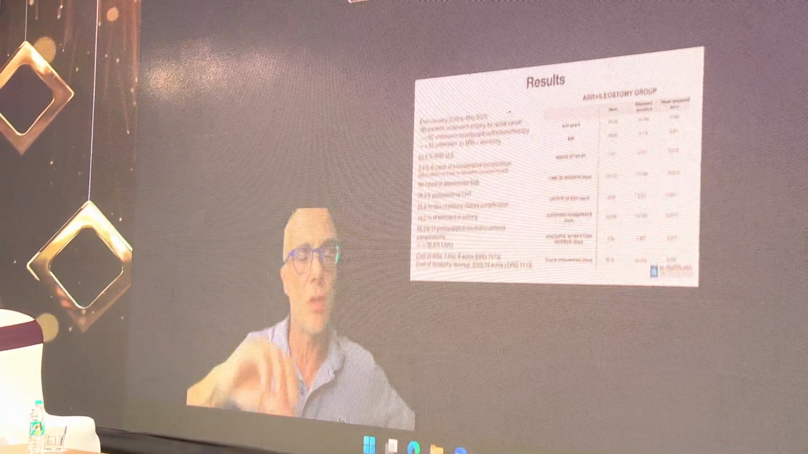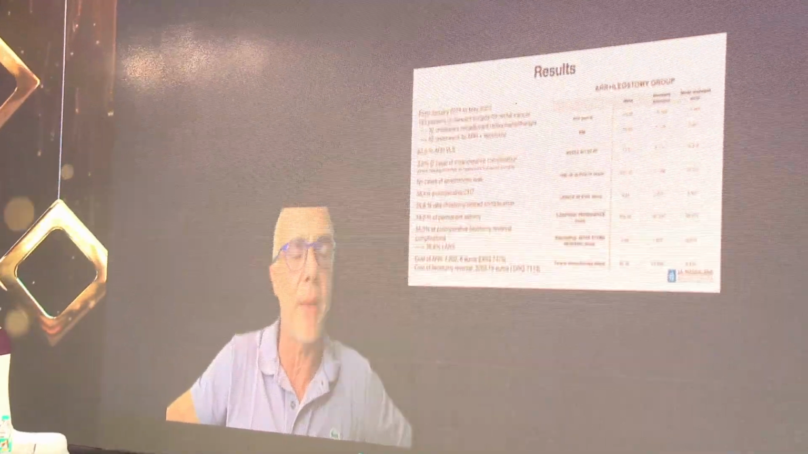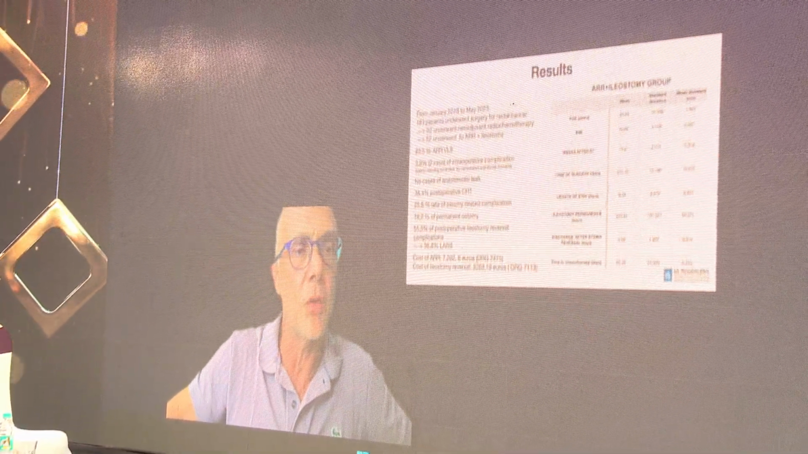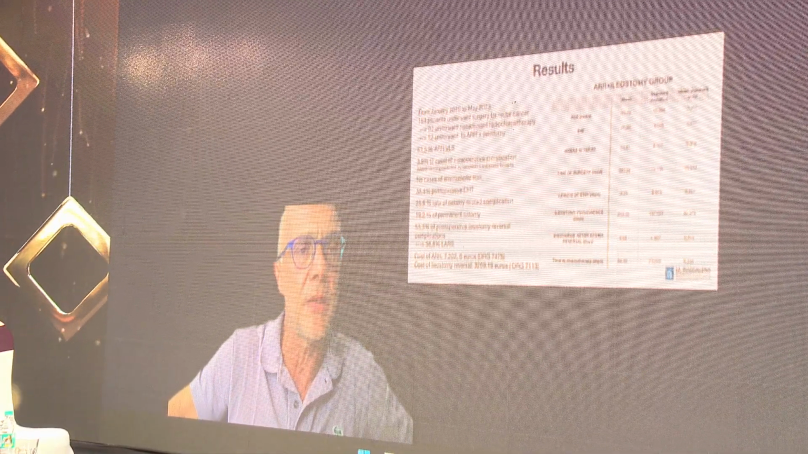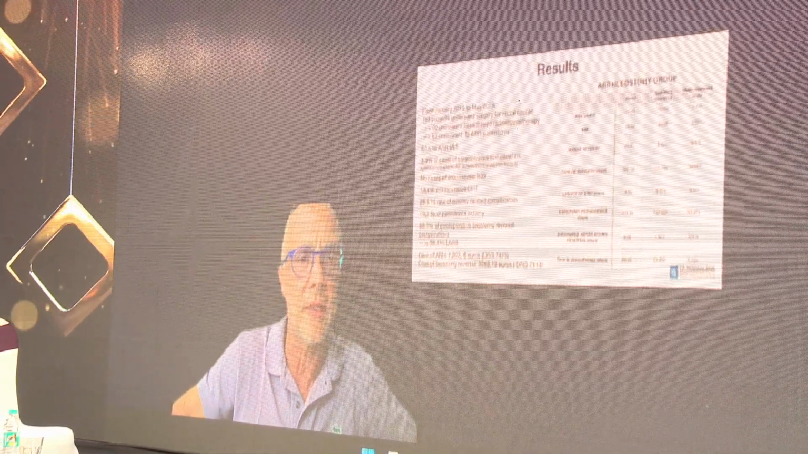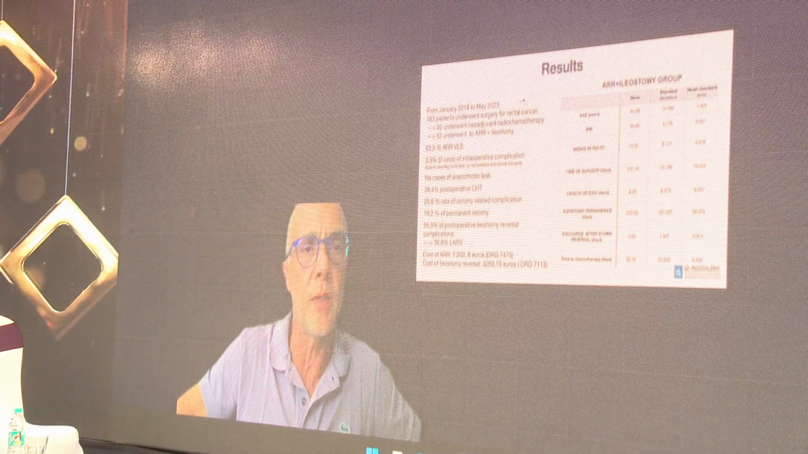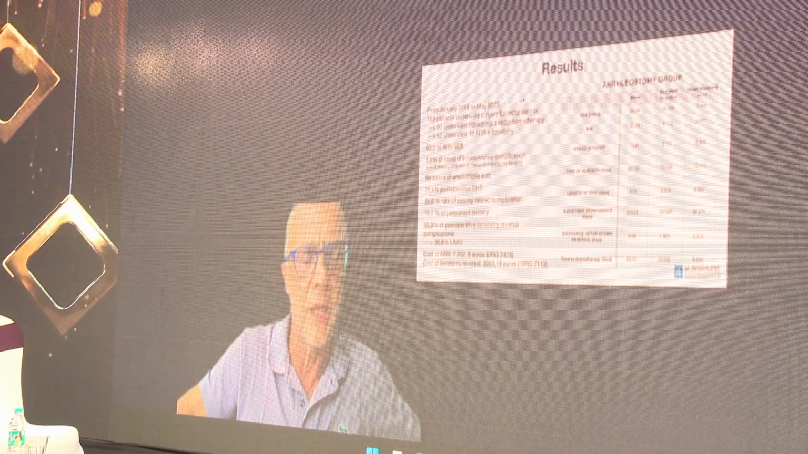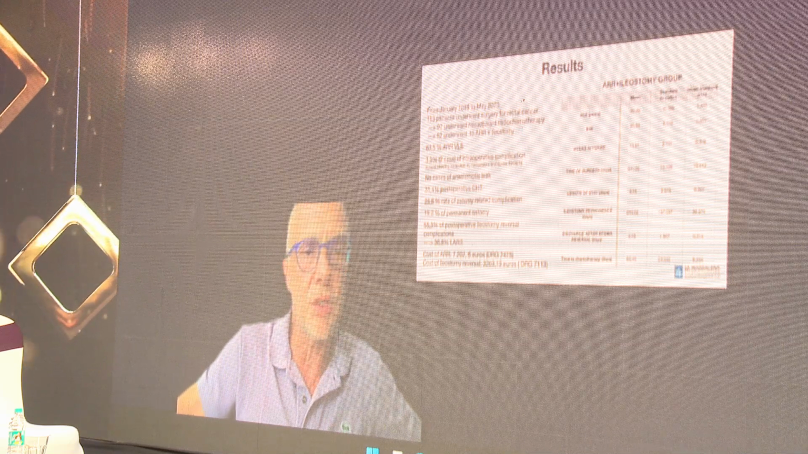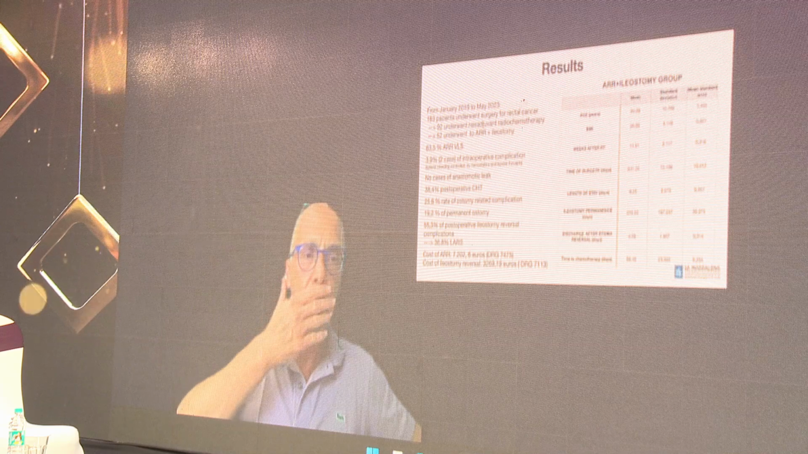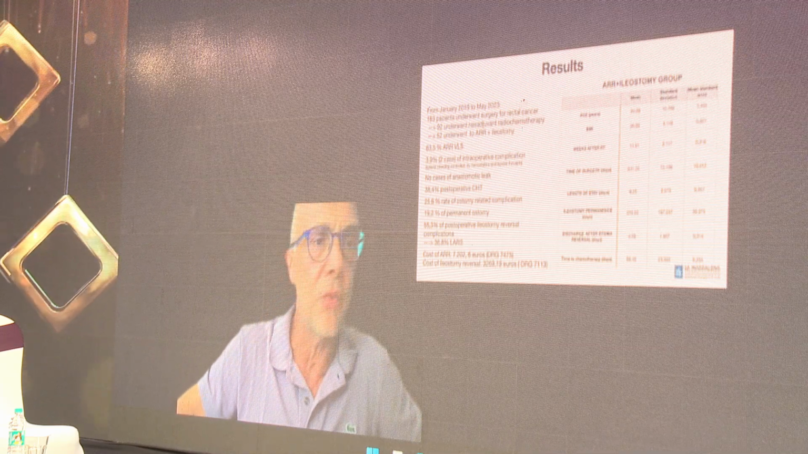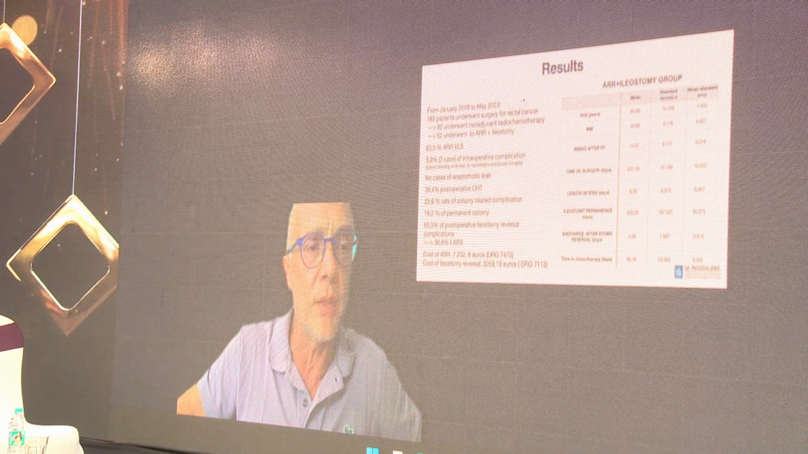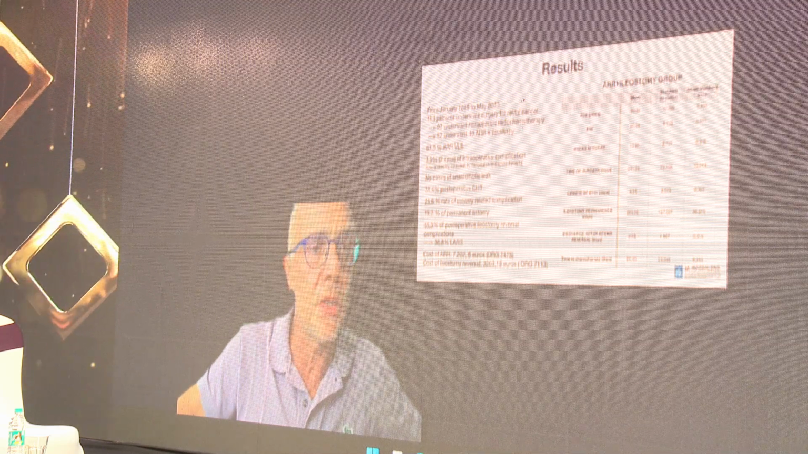From January 2019 to May 2023, we operated on 183 patients with rectal cancer. 92 underwent neoadjuvant radiochemotherapy, and as I said, 52 underwent anterior rectal resection plus ileostomy. Of these, about 73% were operated on with minimally invasive surgery.